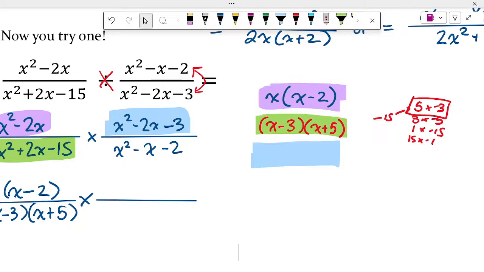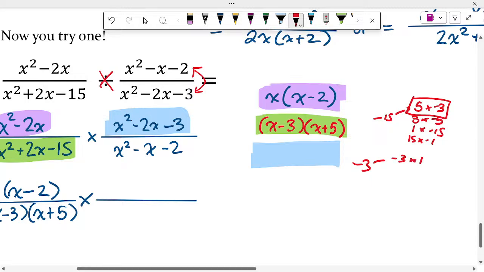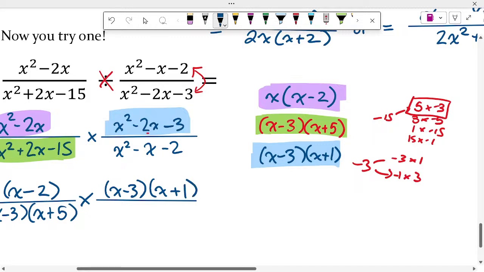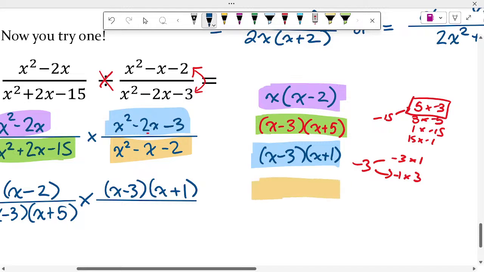Okay, what's this one factor to? We need two numbers that multiply to -3. Options are -3 and 1 or -1 and 3. Which is the one that gives us -2? Yeah, so that is (x minus 3)(x plus 1). And on the bottom, what are we going to get? Last one we need to do. -2 and 1. (X minus 2)(x plus 1). Everyone comfortable with that? (X minus 2)(x plus 1).